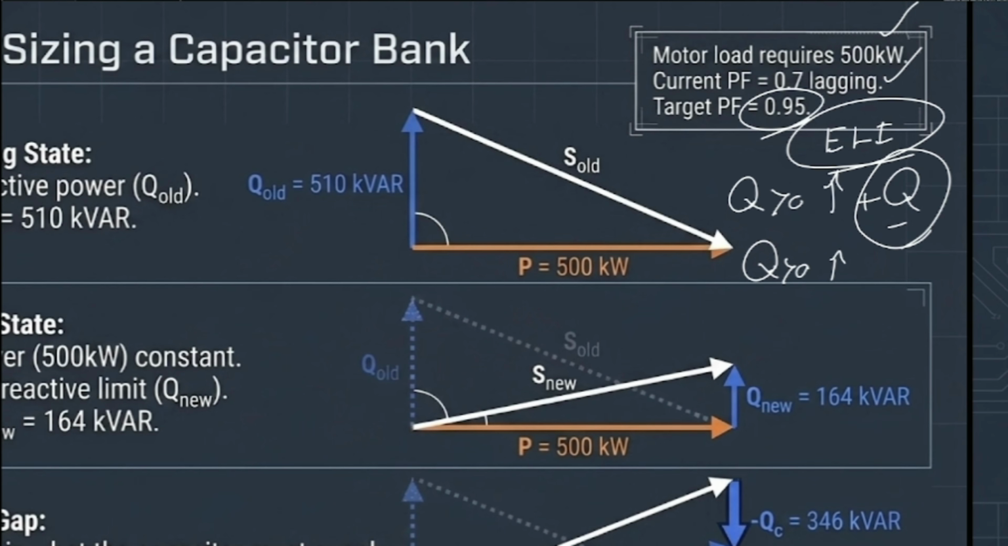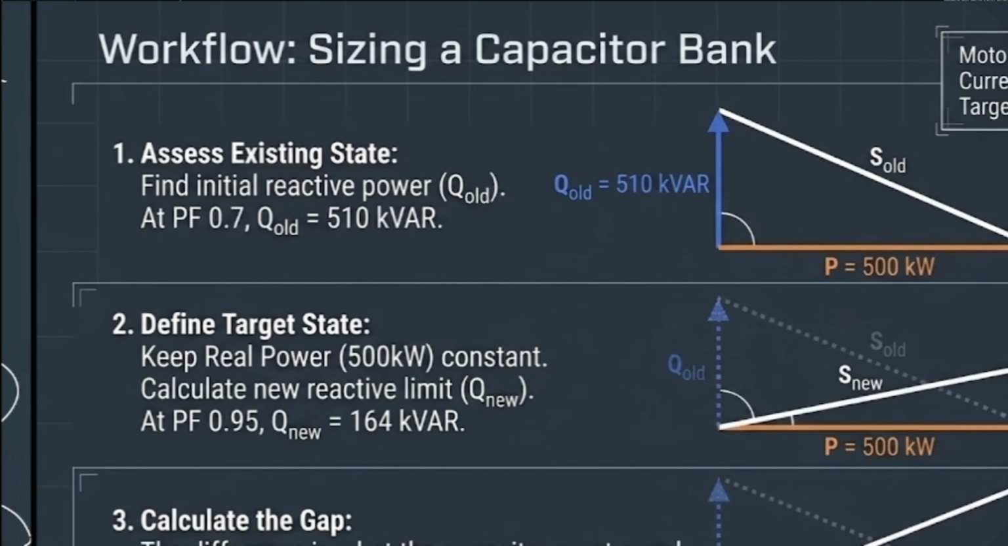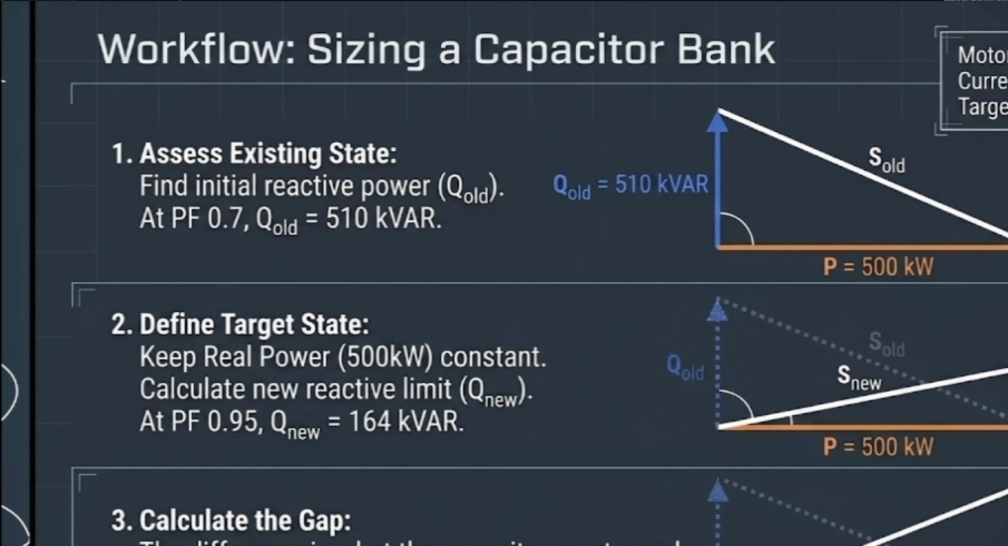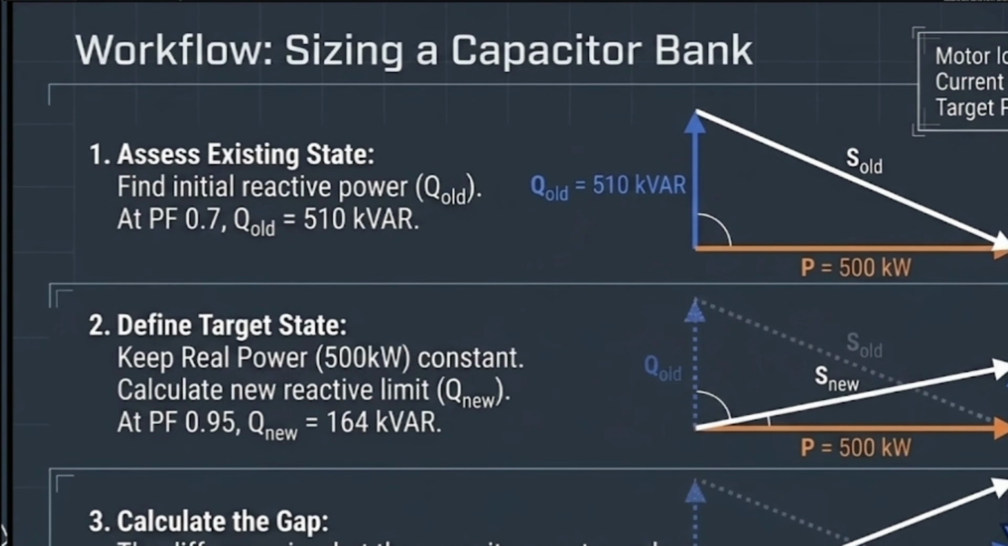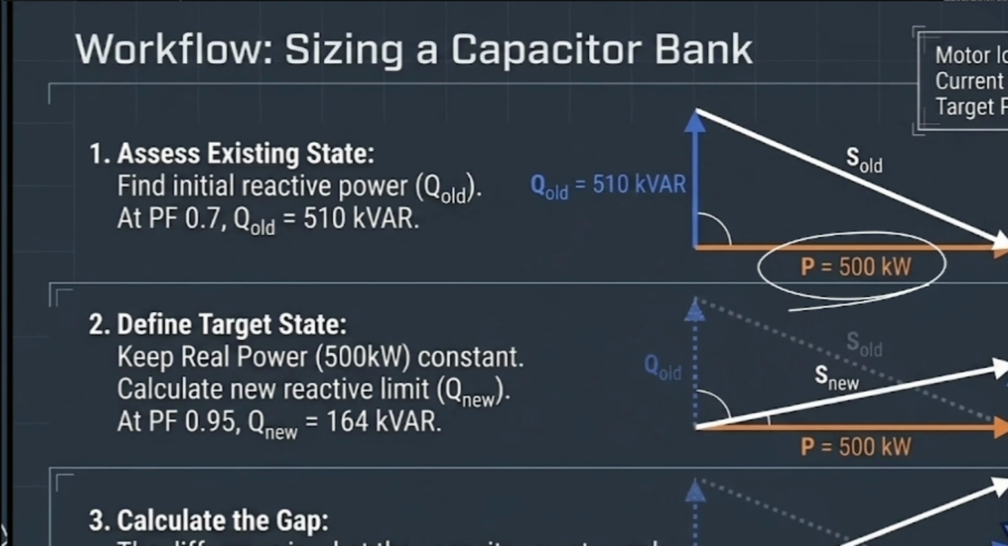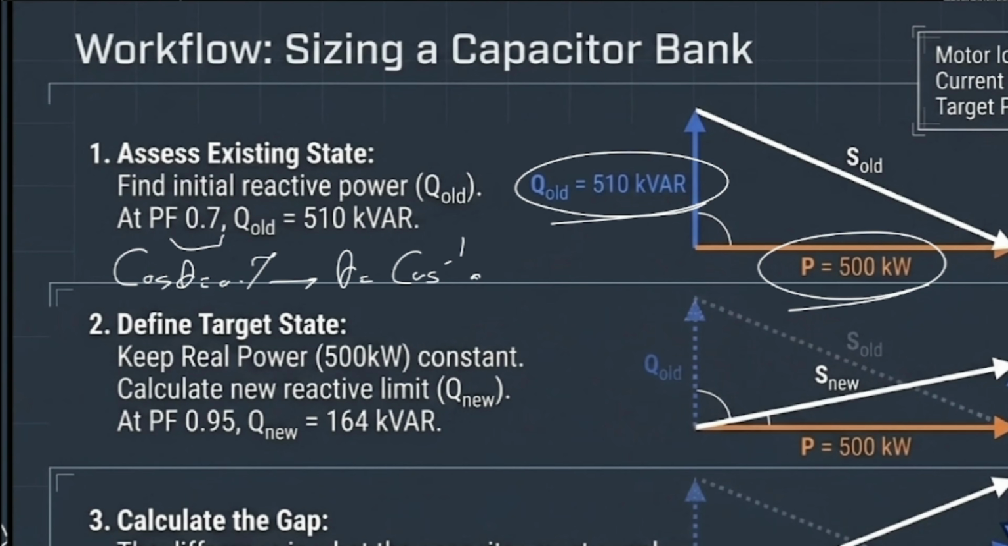But right now the question is, how much reactive power do I actually need? So let's use the math. Find the initial reactive power. As we know, P is going to be 500 kilowatt, and we can simply find the Q itself. Because we have this power factor, cosine of theta is going to be 0.7, and then theta is going to be cosine inverse of 0.7.